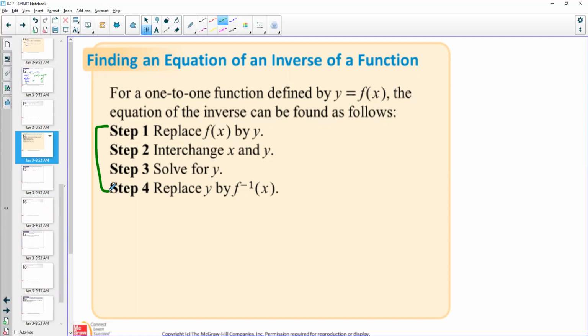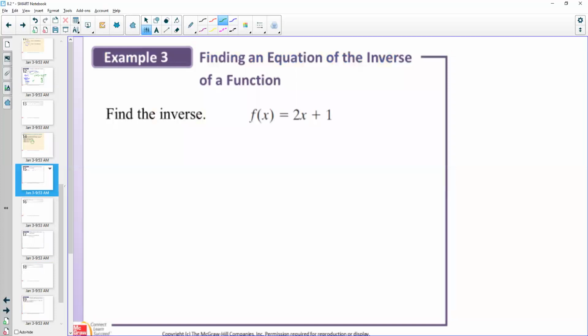The steps are to rewrite f of x as y. Then you swap out where you see x and you put in y, and where you see y, you put in x, and you solve for y. When you're done, that's the inverse. So you rewrite y as f inverse of x. Let's see what that actually looks like.